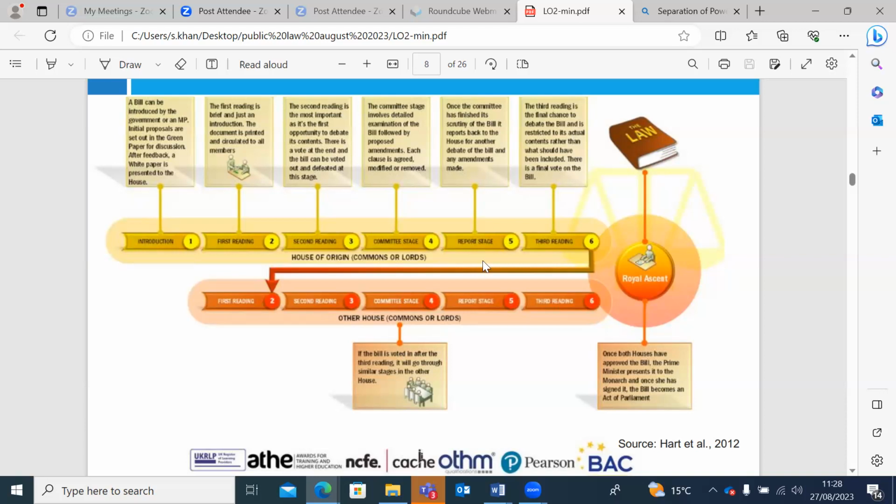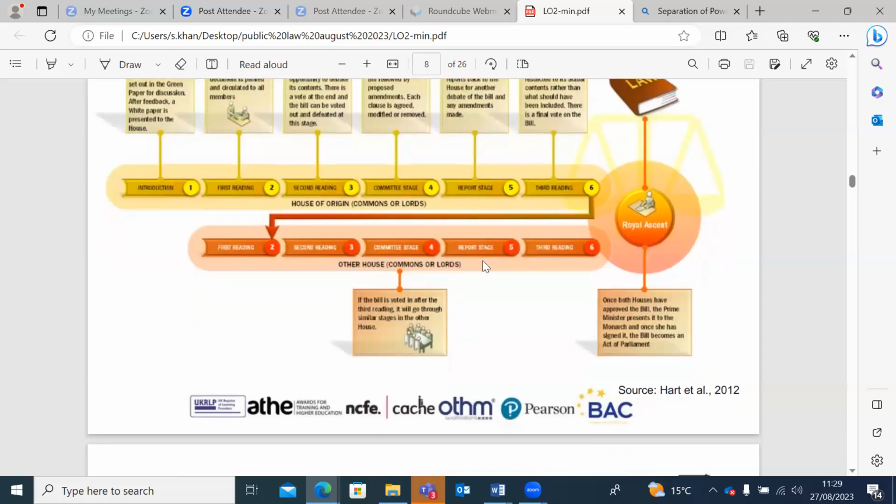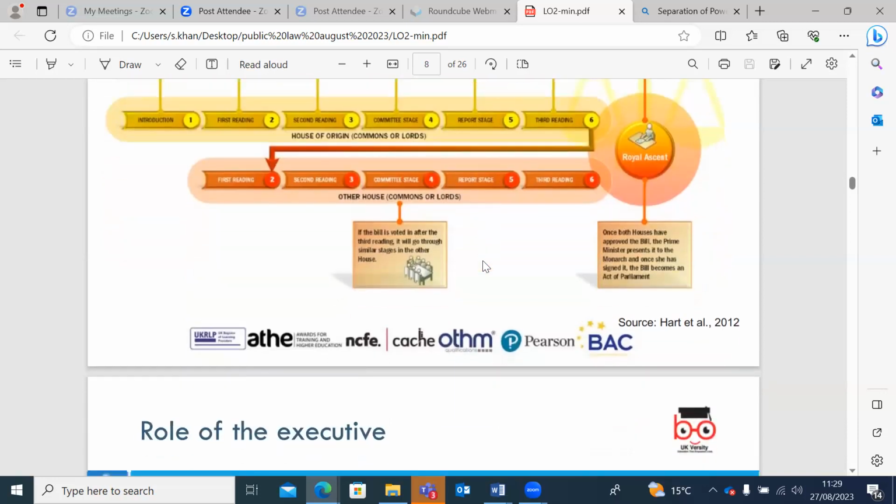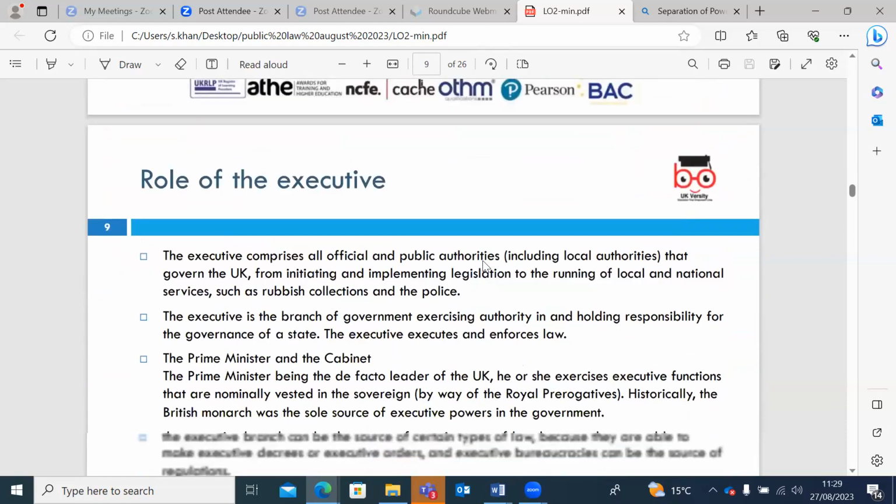And this is the final stage. This formality is done under the Royal Assent Act 1961. The monarch will not even have the text of the bill she's assenting to. In 1707, the monarch, Queen Anne, refused to assent to the Scottish Militia Bill. So the source used in regards to this is Hart et al. 2012, where this diagram was taken from.